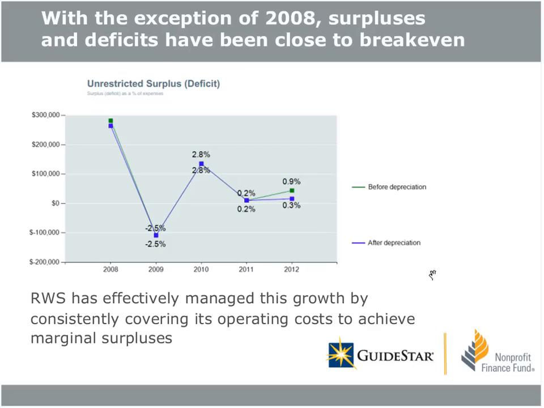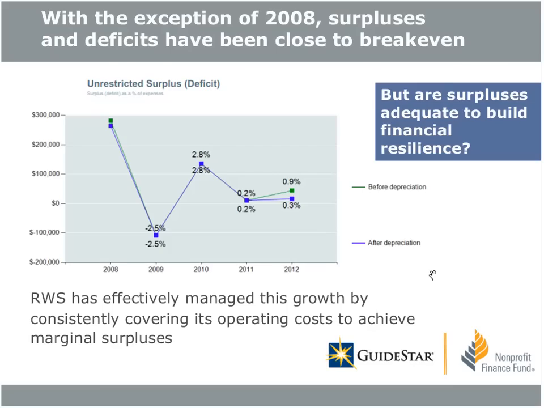The data labels that you see here calculate the size of the surplus or deficit as a % of total expenses. So while the organization has been successful at managing incremental growth over the last several years, it's worth leadership reflecting on this question, especially in light of the changes that new leadership and a new strategic plan could bring to the organization. This question being, they've had some recent surpluses, but are they adequate to build financial resilience?